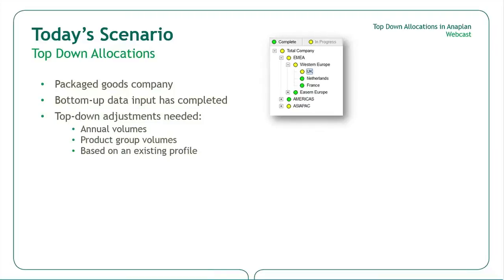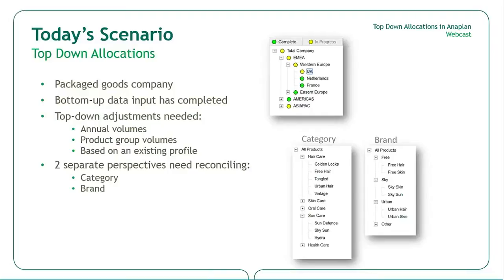But the next job, the job really that needs to be done now, is for managers at the category and the brand levels to be able to add their perspective on those volumes. So looking at aggregate levels depending on their role, putting in things like annual totals, category totals, really looking at existing profiles and using that to reflect that across other products within their portfolio. And as I mentioned, we've got two different perspectives today.